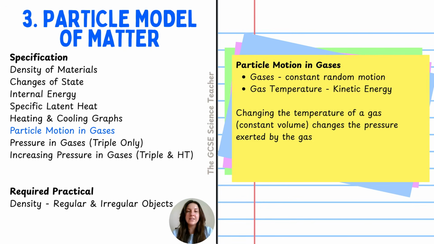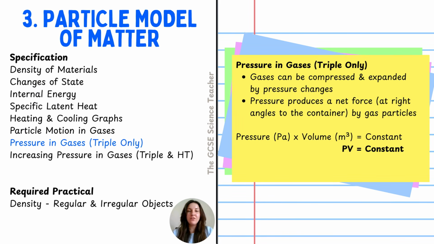Particle motion in gases. Gases have a constant random motion, and gas temperature is directly linked to kinetic energy. Changing the temperature of a gas at a constant volume changes the pressure exerted by the gas. Pressure in gases triple only. Gases can be compressed and expanded by pressure changes. Pressure produces a net force at right angles to the container by gas particles.